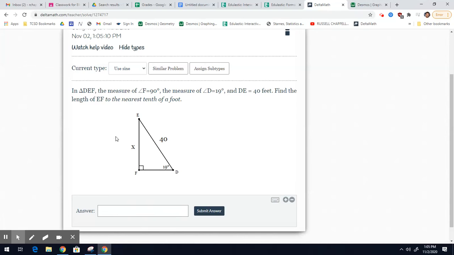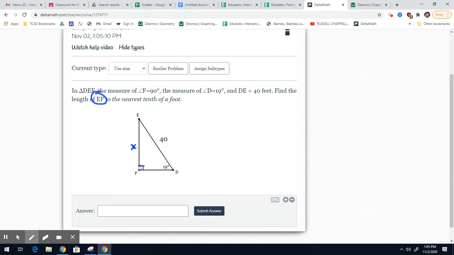All right, so here is the first important problem showing the power of trigonometry. It says in triangle DEF, the measure of angle F is 90 degrees. The measure of angle D is 19 and DE is 40 feet. Find the length of EF to the nearest foot. So on this page, EF is our X. Great, find X. Now, in order to do this, we have to use this 19-degree angle in trigonometry.